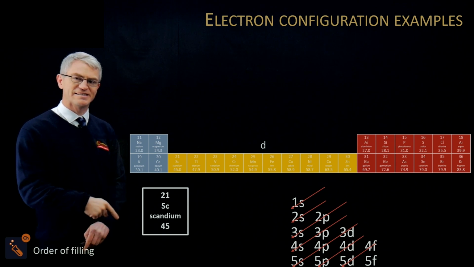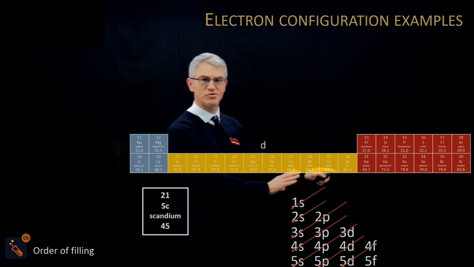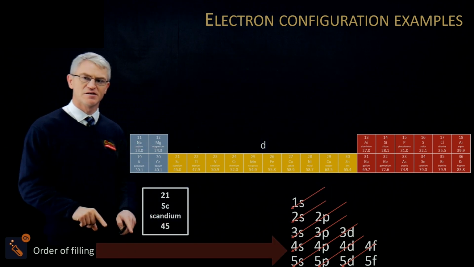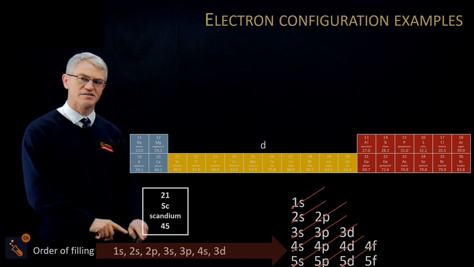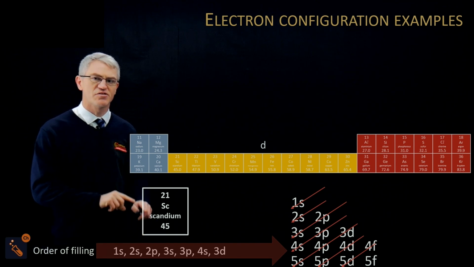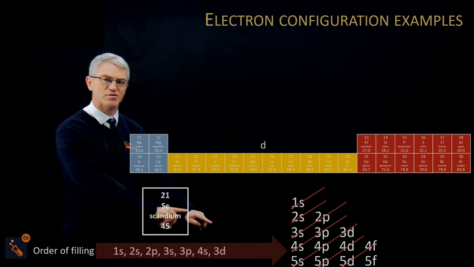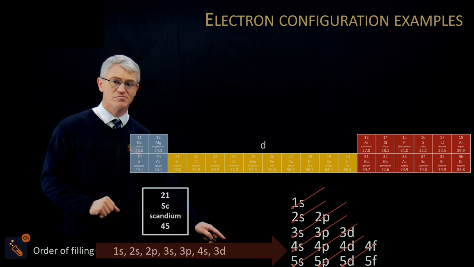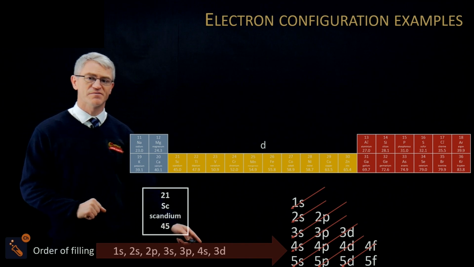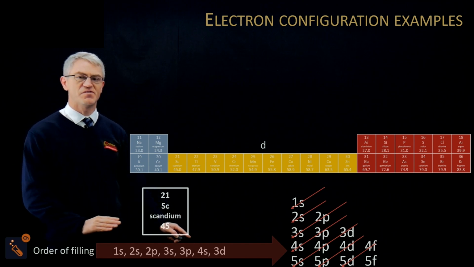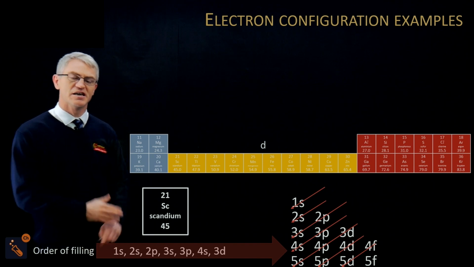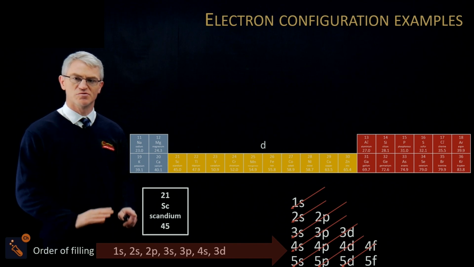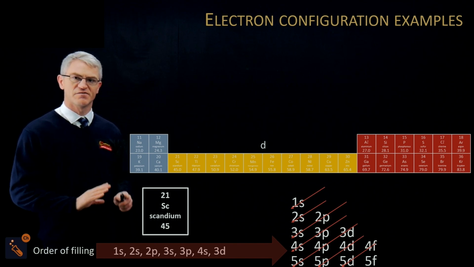So the order of filling is down here. We've already gone through this principle in previous videos, but let's make it even simpler: the order of filling is 1s, 2s, 2p, 3s, 3p, 4s before the 3d. You can write it out with the 3d first if you want, but you've got to remember the 4s fills first. So I always put 4s before 3d when writing it out. So important, remember, fill the 4s first.